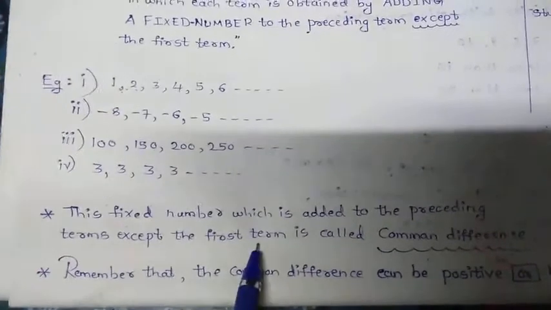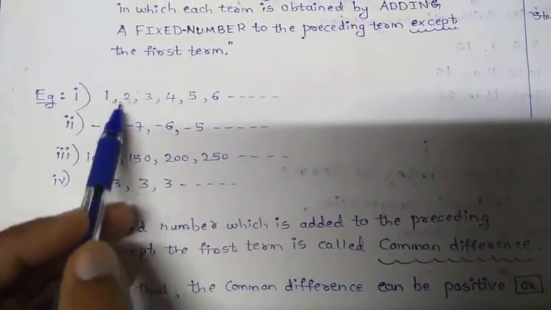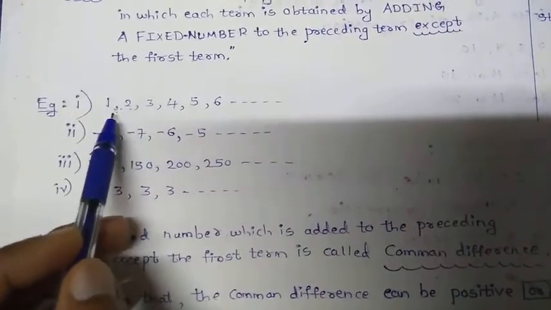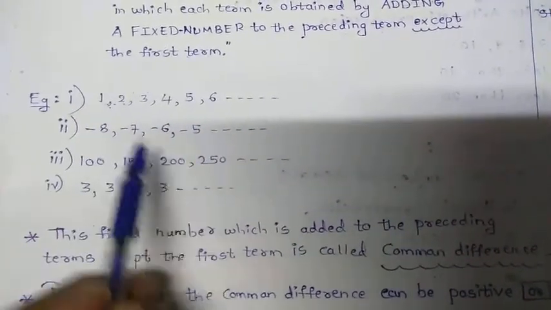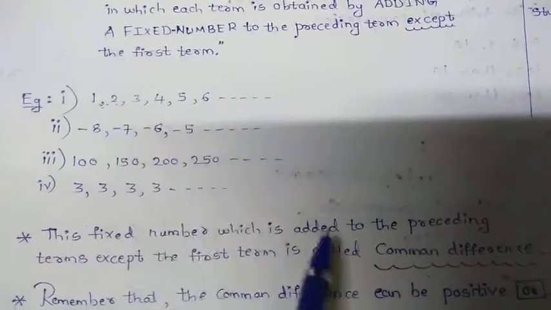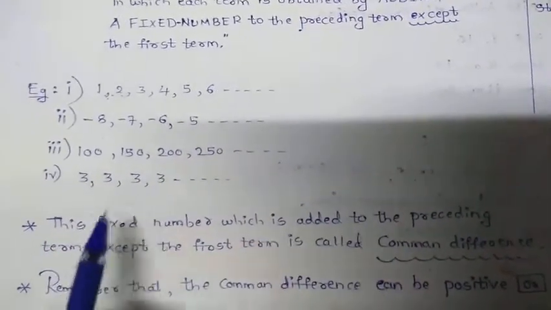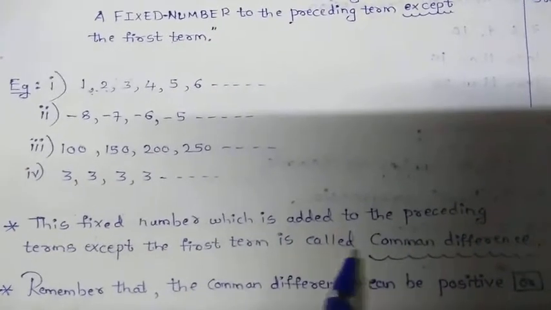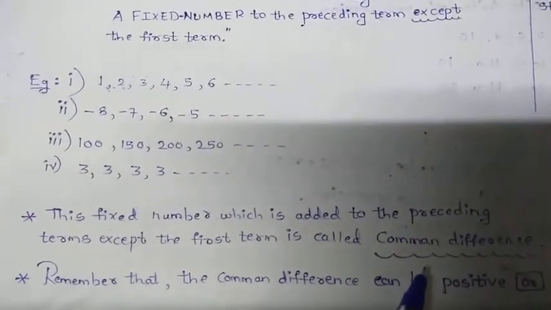So except the first term, we have added nothing to the first term. It is already present. Hence we have only added to the preceding terms to get the next terms. So this fixed number which is added to the preceding terms is called the common difference.